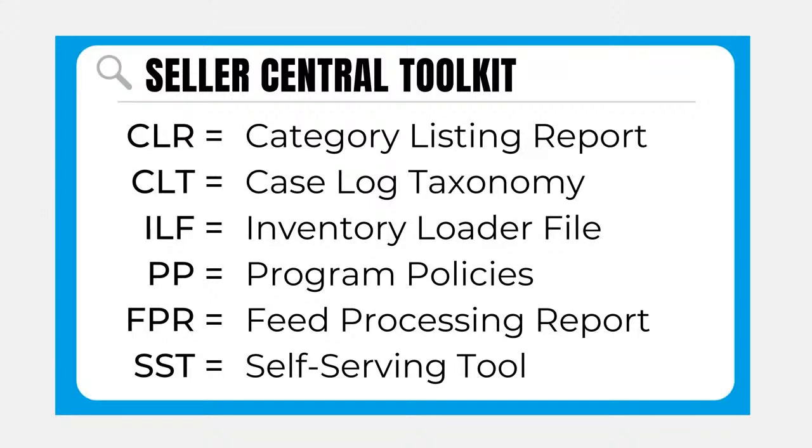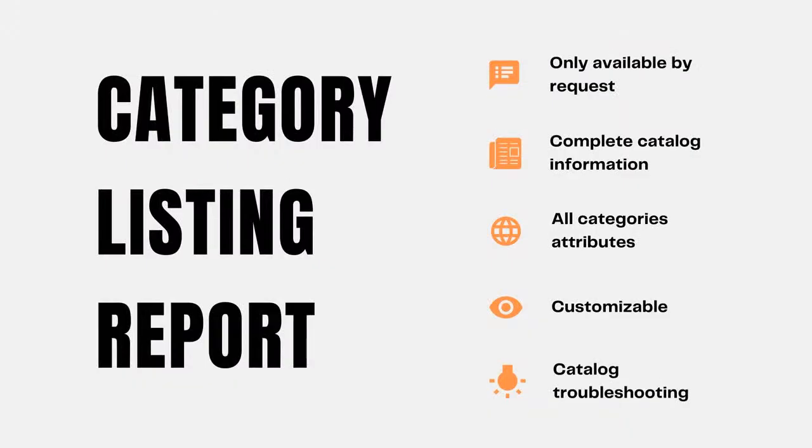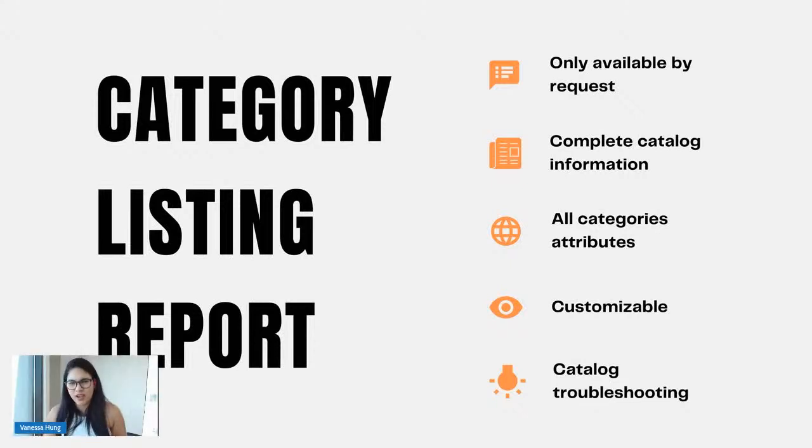The first one, my favorite tool of all, is the category listing report. The category listing report is a type of flat file that right now is only available by request. We had, I don't know, maybe 3 months where the category listing report was available to download for everybody. Now they restricted it again, and we need to open a case. I'm going to show you how, so you can have the information.